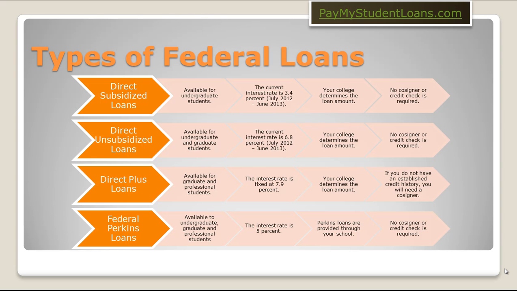There's direct unsubsidized loans. They're available to undergraduate and graduate students. The current interest rate is 6.8%. Your college determines the loan amount, and again, no cosigner or credit check is required.